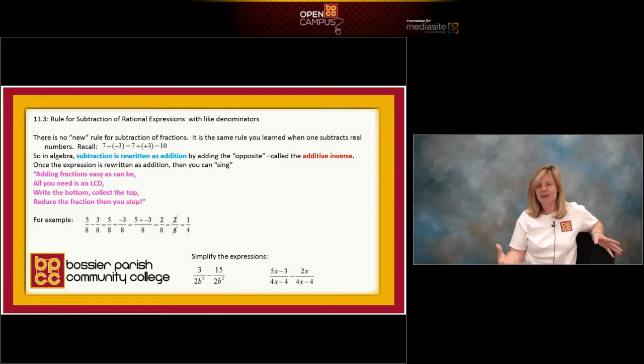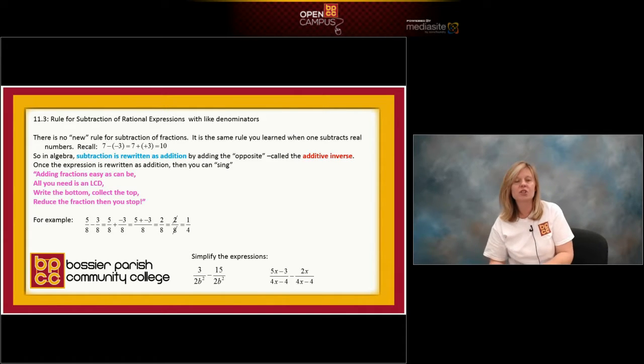And now I can follow my song because I'm connected by addition. Once I've connected my two fractions by addition, I make sure I have an LCD, which is 8. I write my bottom 8, I collect my top: 5 plus negative 3. Because the signs are opposite, I subtract, and I get positive 2. So now I have positive 2/8. Positive 2/8 has to be reduced. The greatest common factor of 2 and 8 is 2, so I divide both the numerator and the denominator by 2, and I get 1/4.